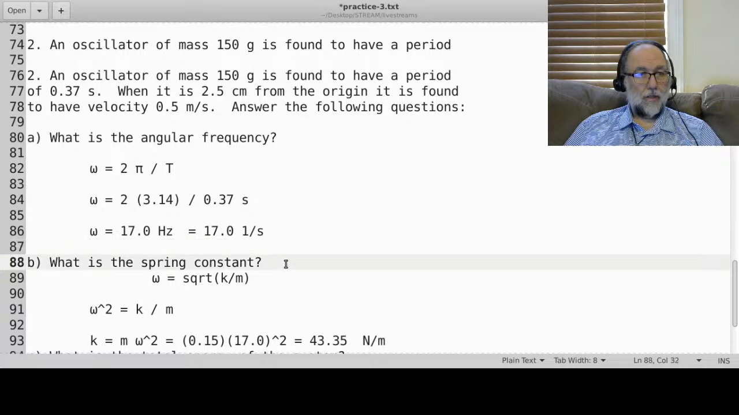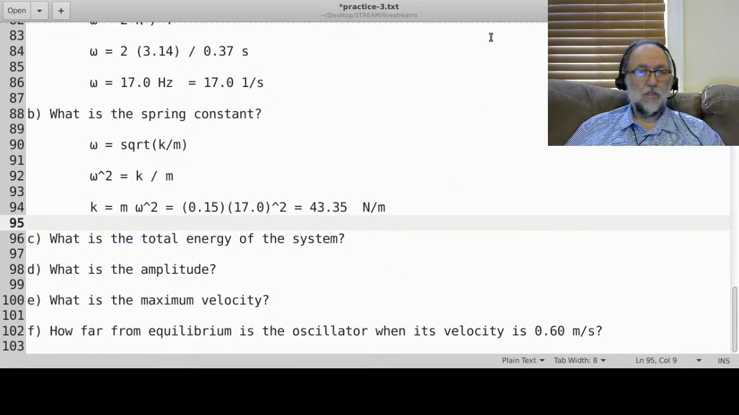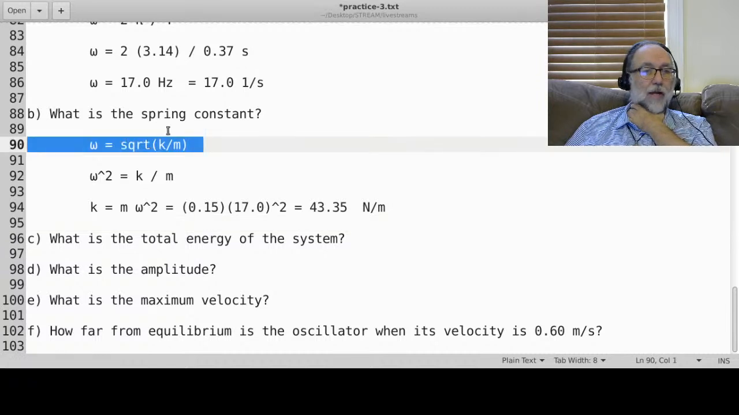I hope I'm not going too fast, guys, for you if you're writing this down. Okay, so just don't be afraid to say to me in the chat, slow down if I'm going too fast. Okay, so anyhow, there's the formula that relates omega, k, and m.